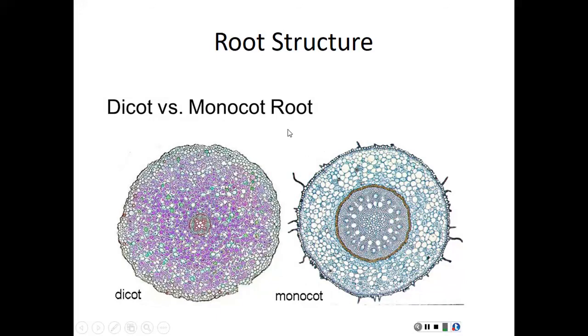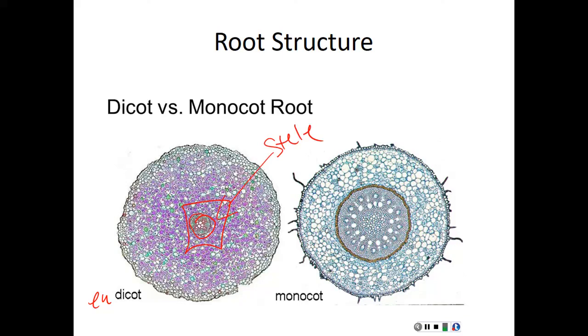Okay, let's talk root structure. Pretty different in a monocot versus eudicot. And by the way, eudicots used to just be called dicots. So if you see dicot, it's just that they haven't updated the terminology. In the eudicot, we have our xylem and phloem in this central area. We call this the stele, S-T-E-L-E, the central cylinder of vascular tissue.